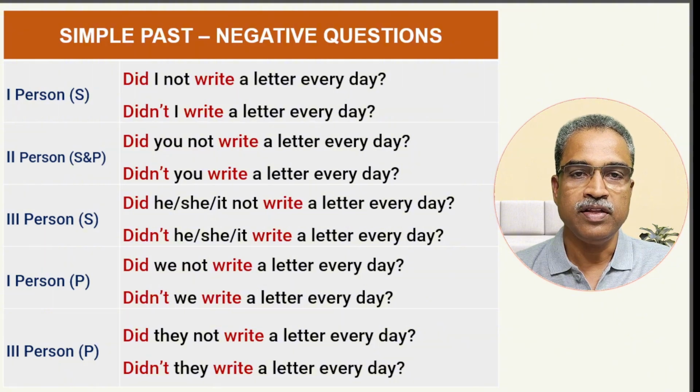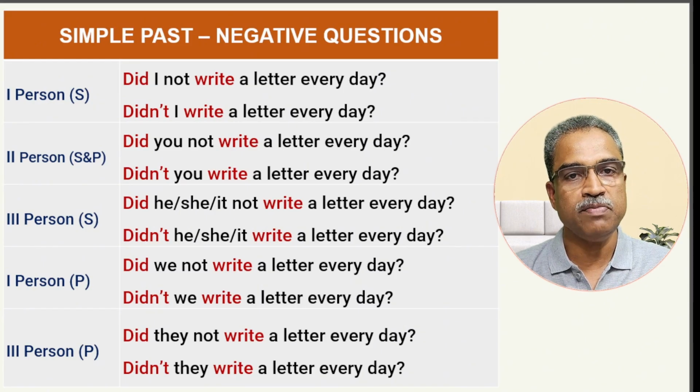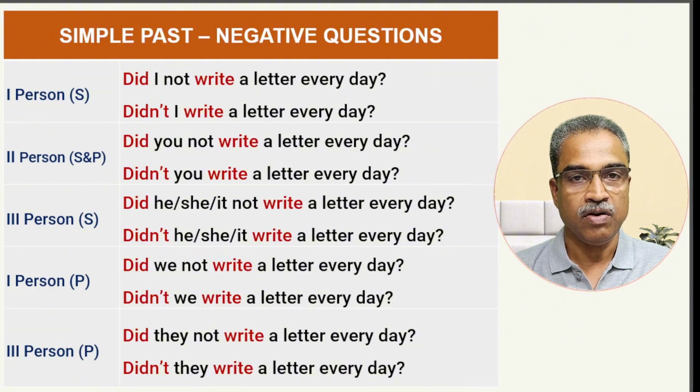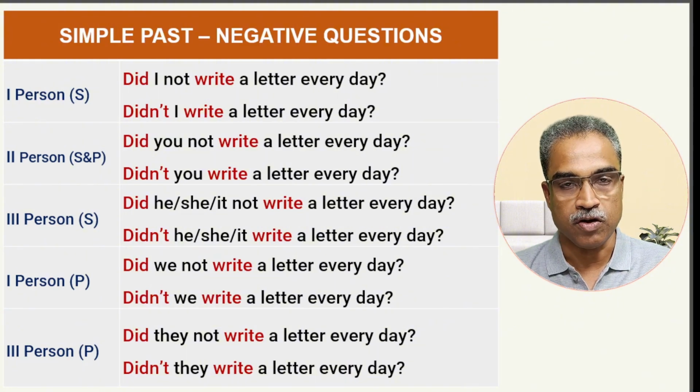Here, only the subjects keep changing. The nouns or pronouns, whatever you use as a subject, only that will keep changing. The pattern is the same. All the questions will begin with the auxiliary verb did in the simple past. And if it is a negative question, we can start with didn't, or else did plus subject, then not.